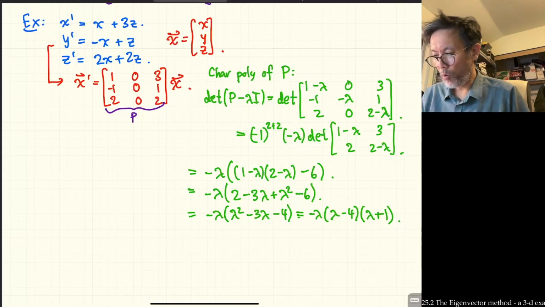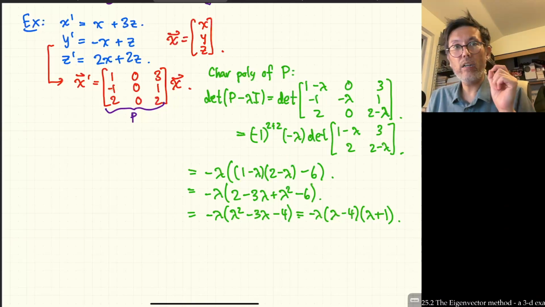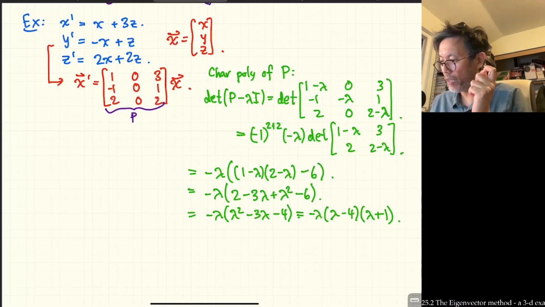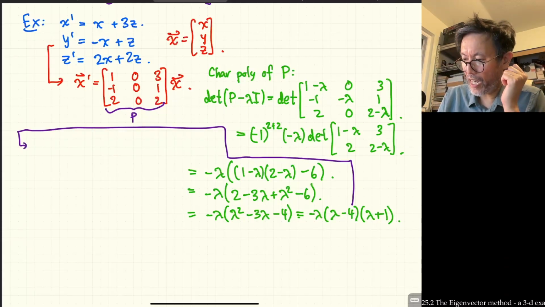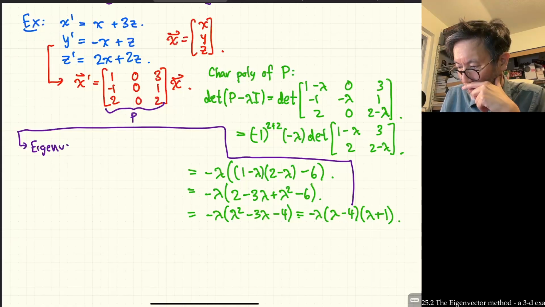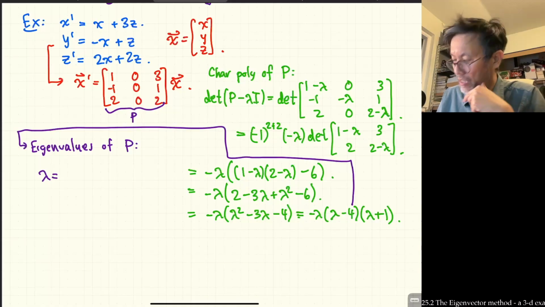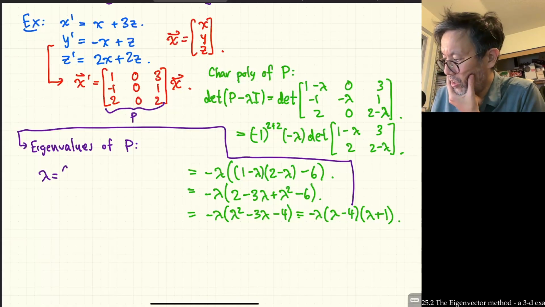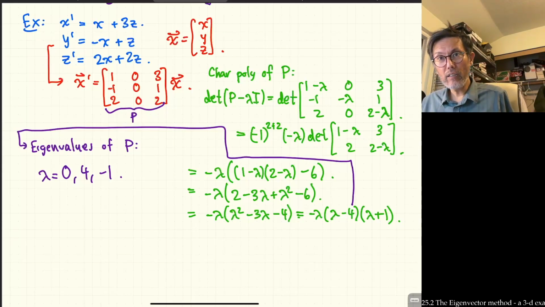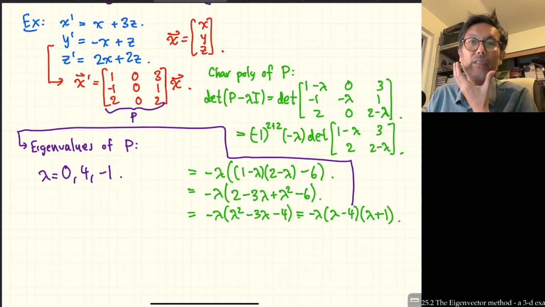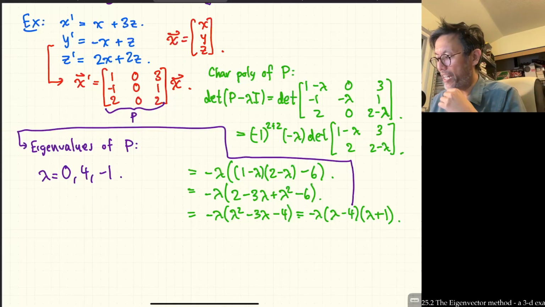In any case, what we learn from all of this are what the eigenvalues of P are. The eigenvalues of P are lambda equals, now we just read off the roots. In this case, there is 0, 4, and negative 1. What? An eigenvalue of 0? Is that okay? Is that allowed? Yes, it's allowed. And we're going to treat it exactly in the same way that we would treat any other eigenvalue.